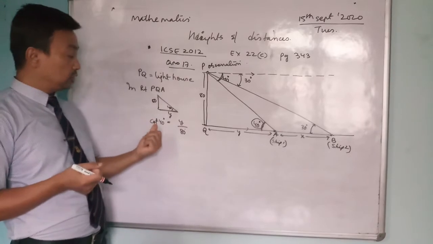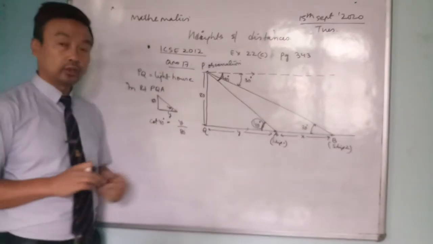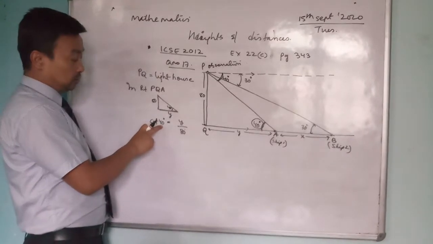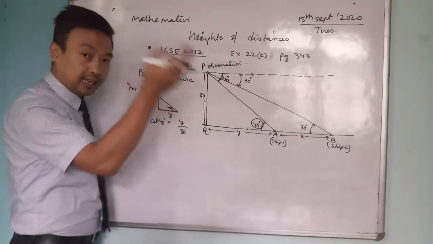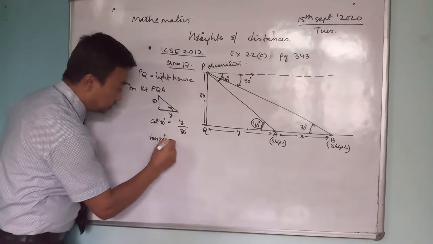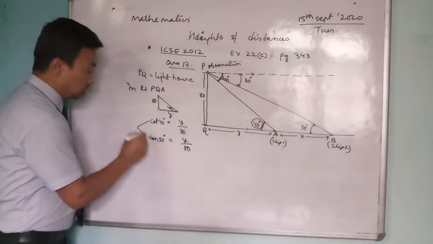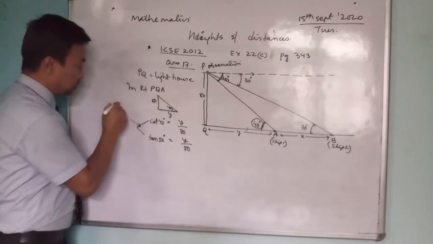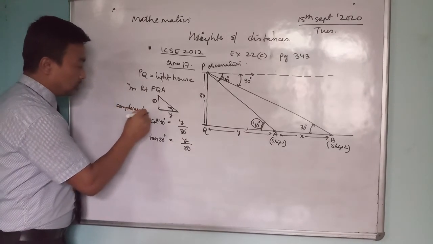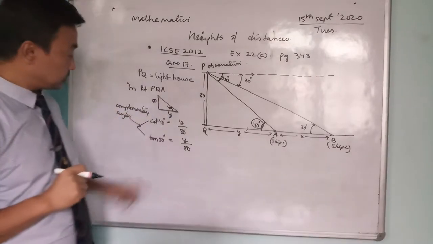So you have to convert this cot into tan, and there is a concept here called the complementary angle. So what is the complementary angle of 40? 40 plus 50 is 90. So you can convert this like this: tan 50 degree equals y by 80. This is from the property of trigonometric ratios of complementary angles, which you have done already in class 9.